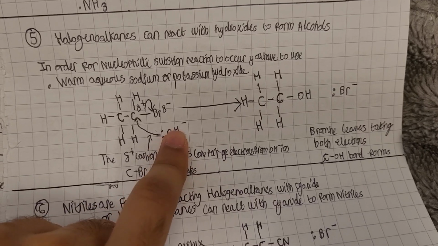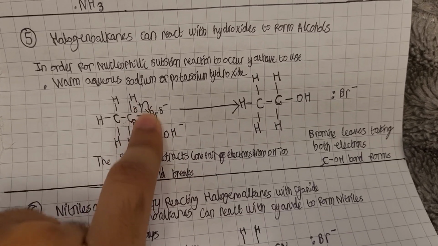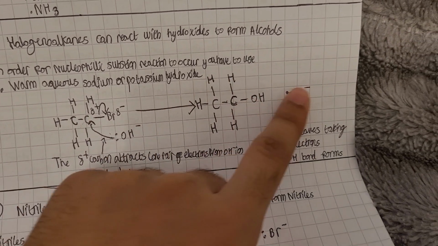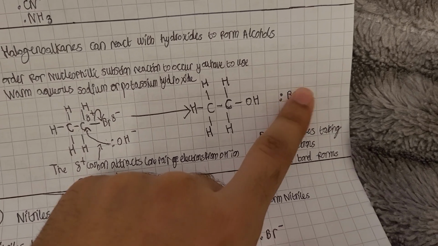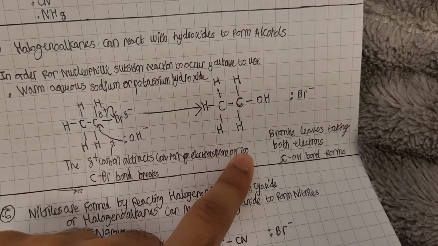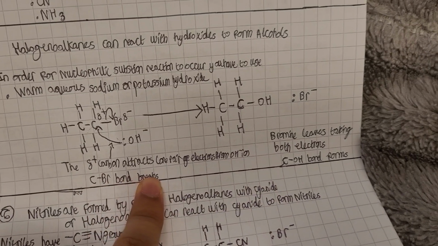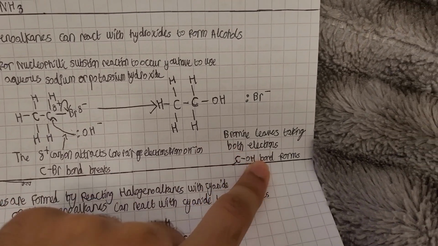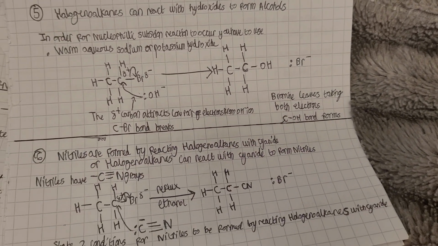So you can see here the lone pair of electrons on OH minus attacks carbon, the C-Br bond breaks, and the Br minus leaves with the lone pair of electrons and negative charge. The delta positive carbon attracts the lone pair of electrons from the OH minus, the C-Br bond breaks, and the bromine leaves taking both electrons, and the C-OH bond forms.